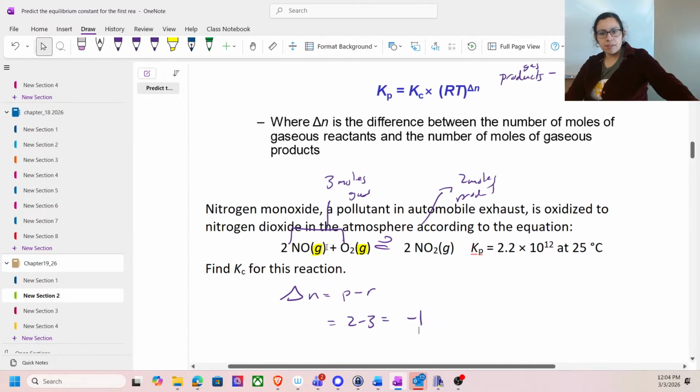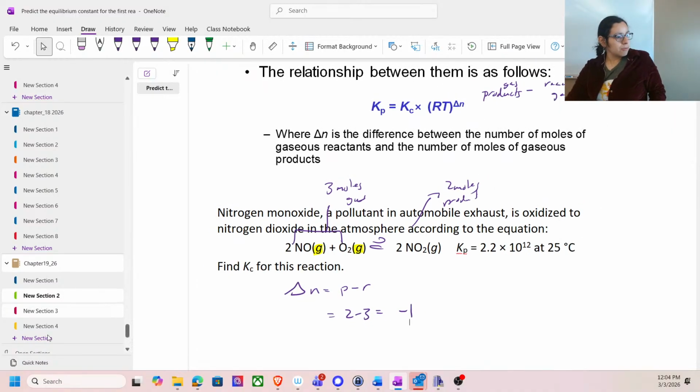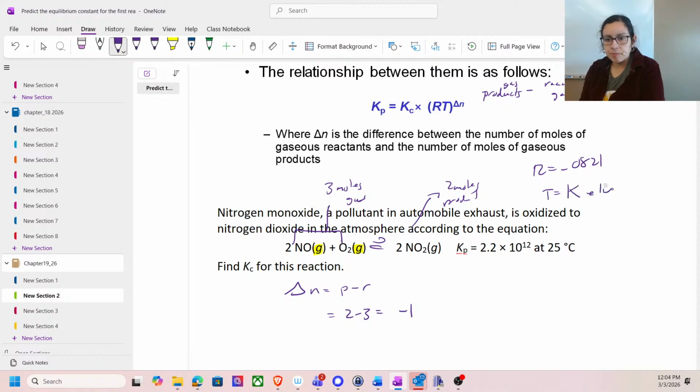So I'll let you finish out the rest of the problem. Then we have to get the correct units. Our R is going to be 0.0821 liters atm per mole K, and temperature needs to be in Kelvin, just like before with these types of gas law problems. So then I'll let you finish calculating the rest, finding our Kc then.